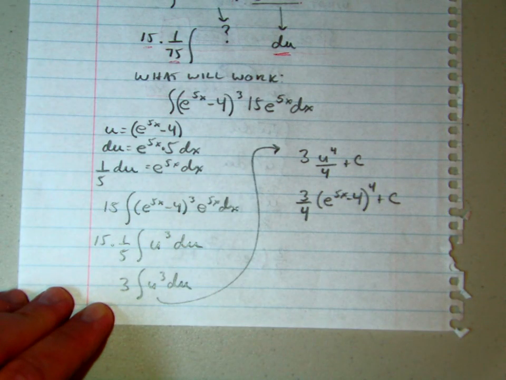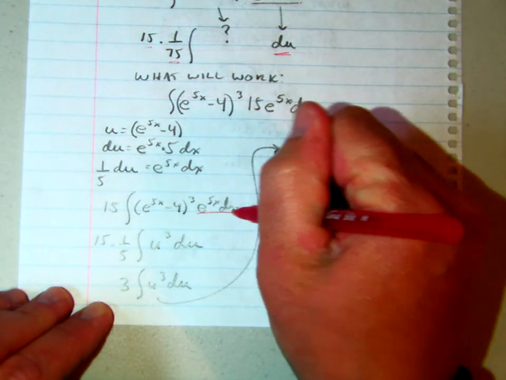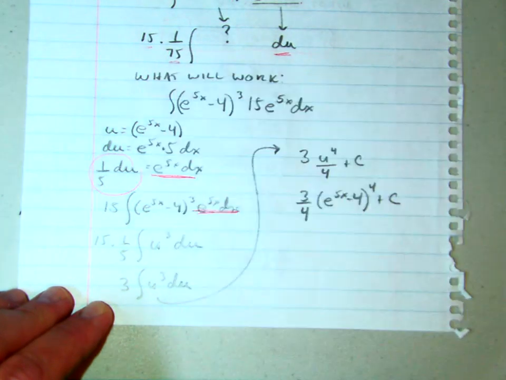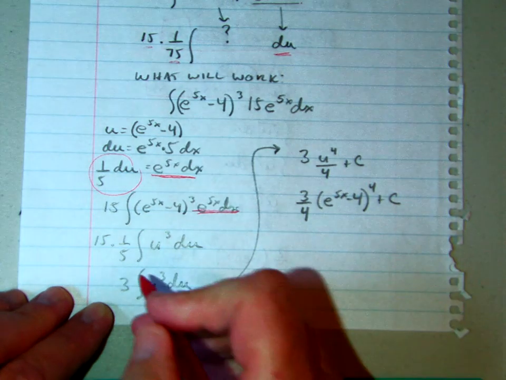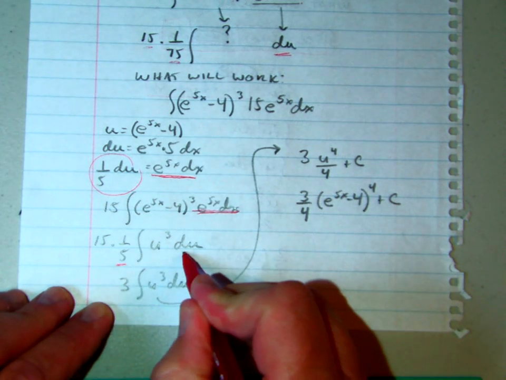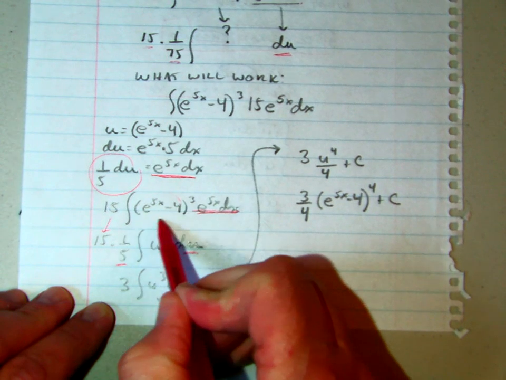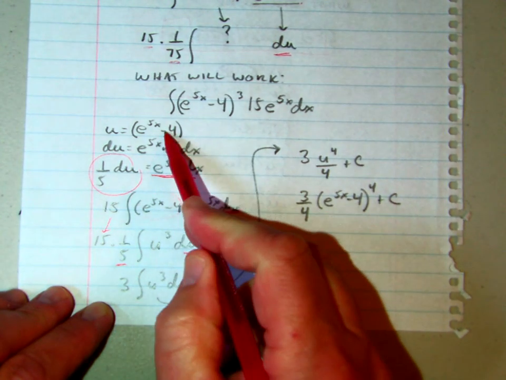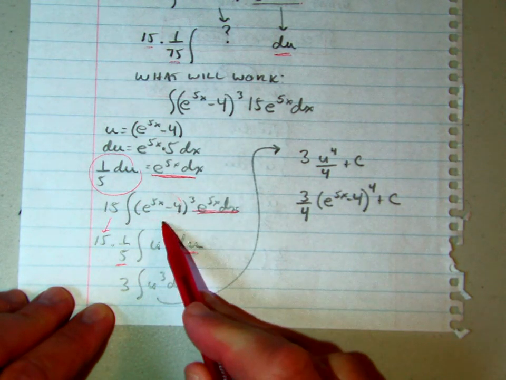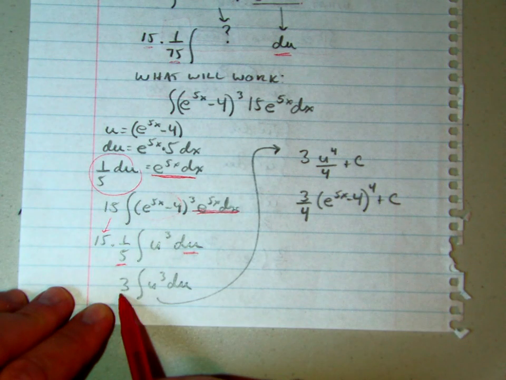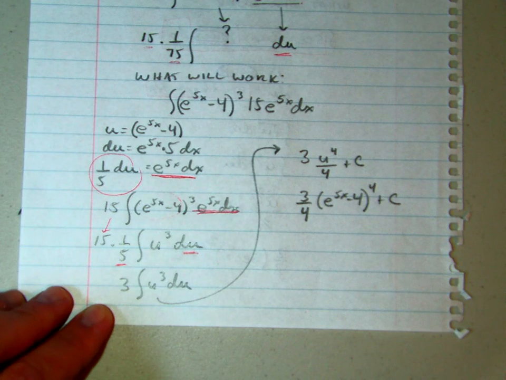All right, now when I do the substitution step, we have e to the 5x dx. We can replace that with 1/5 du. We want the 1/5 out here, the du in there, and that 15 is just coming along for the ride. And now that e to the 5x minus 4, we're replacing with u. That is quantity cubed, so that gets us to here. Clean up the outside, and then we're left with basic integration, power rule, and then back substitute to get the final answer.